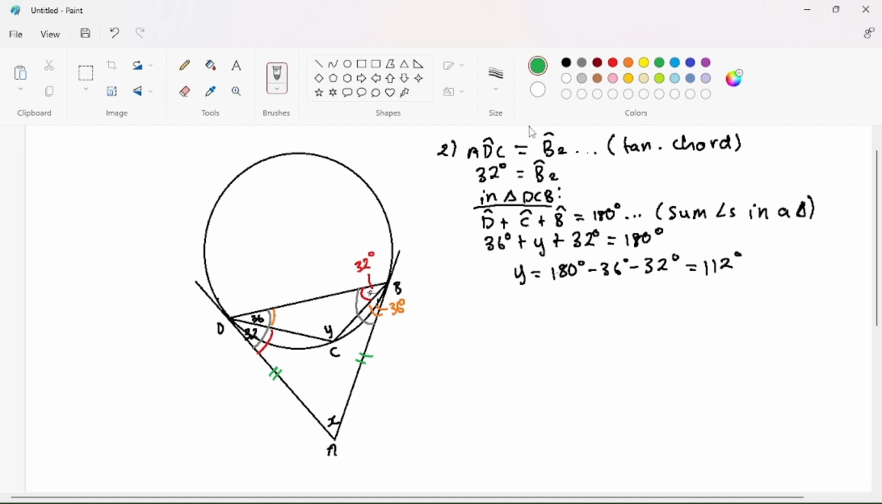So let's include it on our diagram, right? We are going to be having 112 degrees here. And then we are going to ask ourselves actually, how can we go about solving for x, right? So I would like us to consider triangle ADP, right? So triangle ADP, we know all the angles, so we can do the sum of angles in a triangle, right? Then we find our answer.